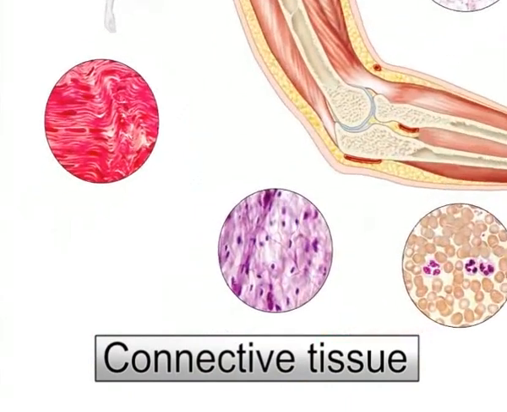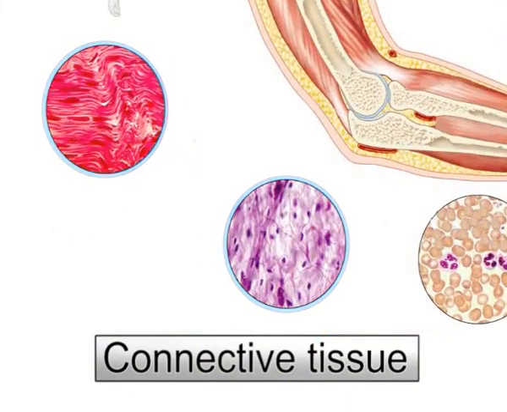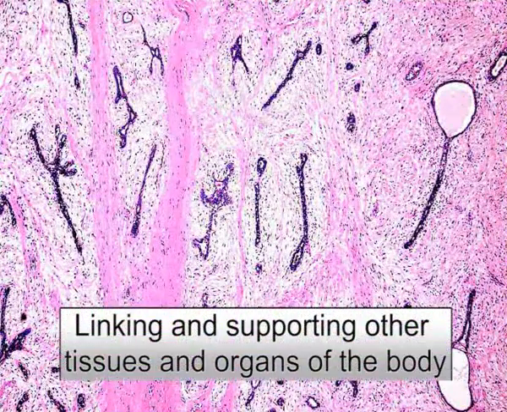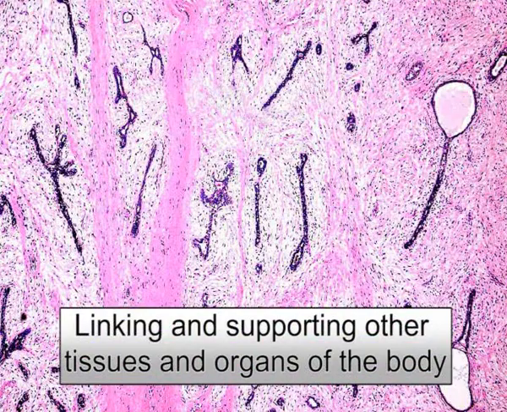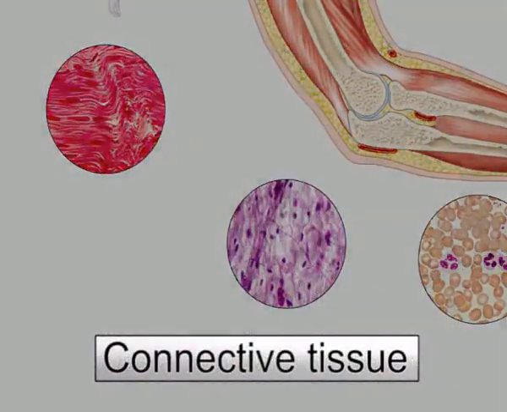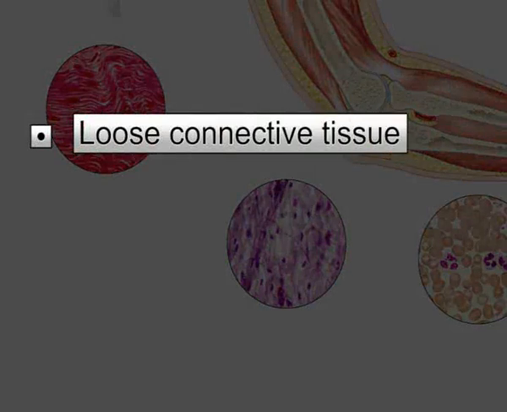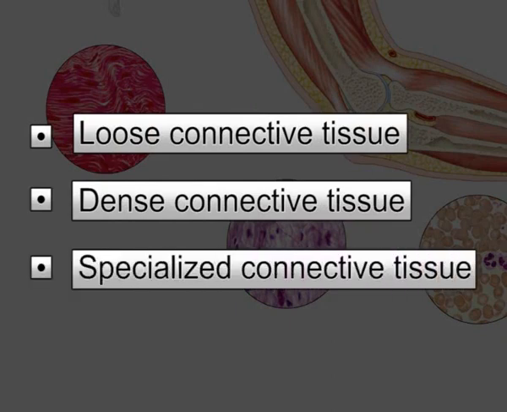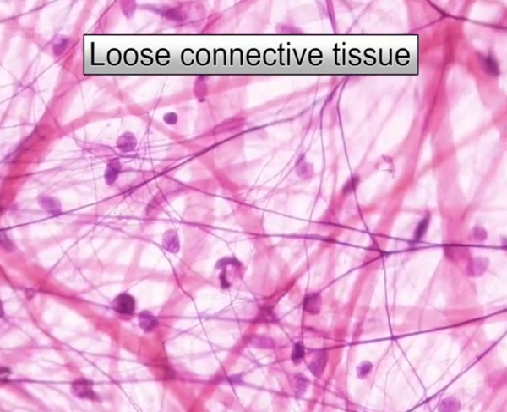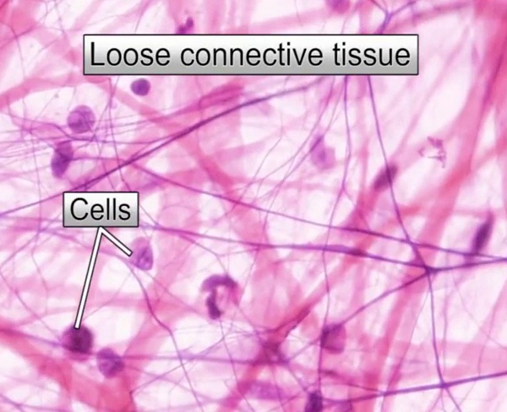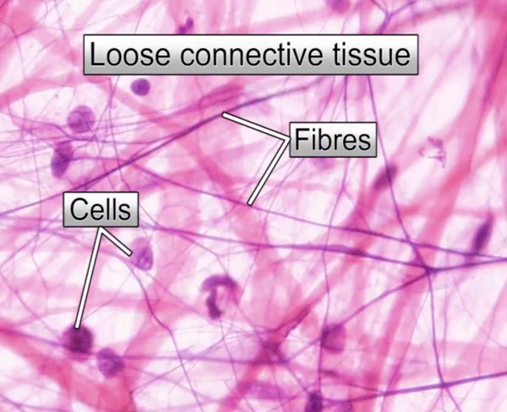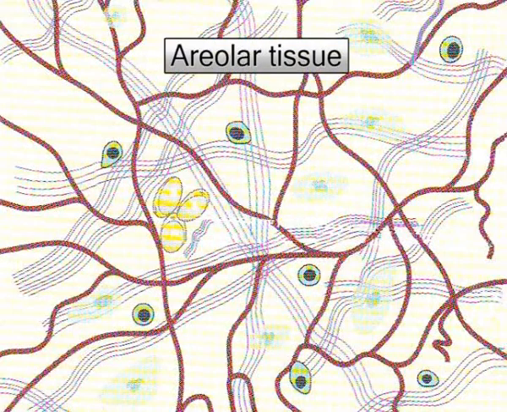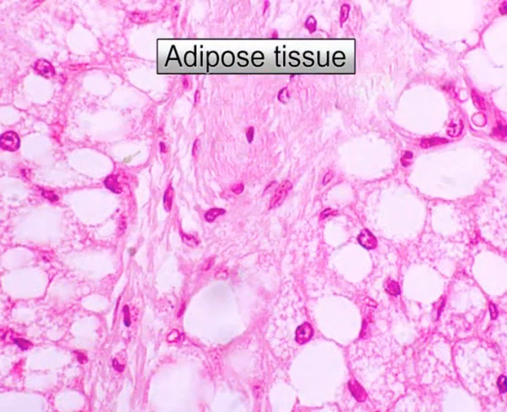Connective tissues are so named because these have special function of linking and supporting other tissues and organs of the body. These can be classified into loose connective tissue, dense connective tissue, and specialized connective tissue. Loose connective tissues have cells and fibers loosely arranged in a semi-fluid ground substance. For example, areolar tissue and adipose tissue.